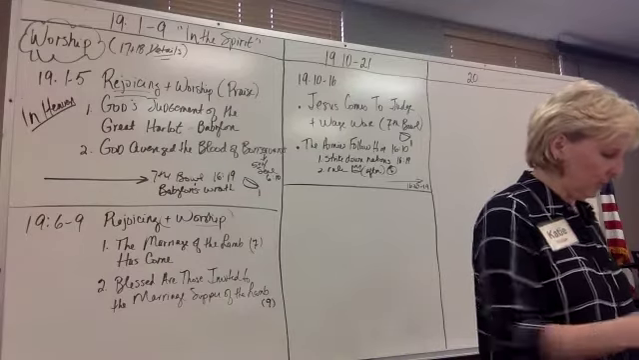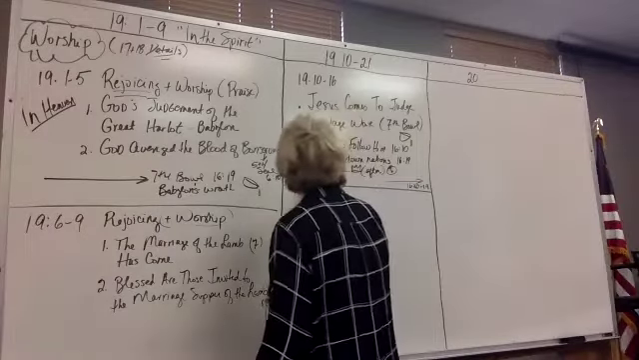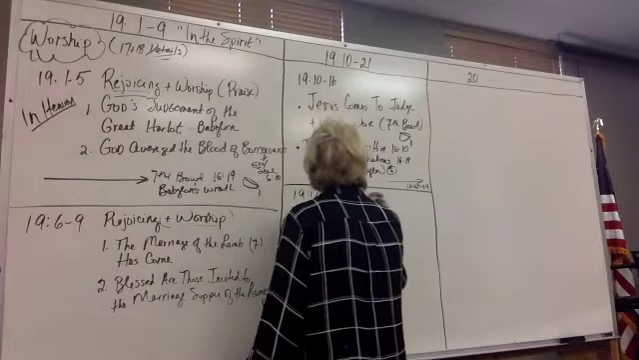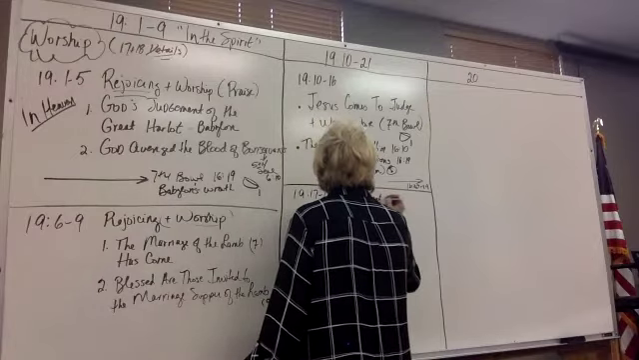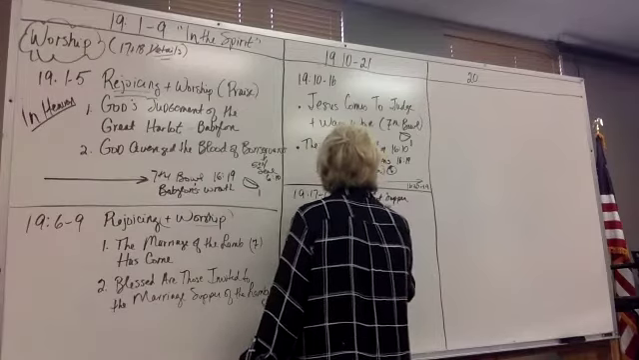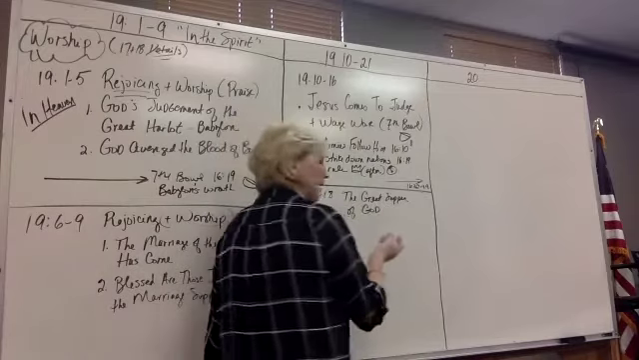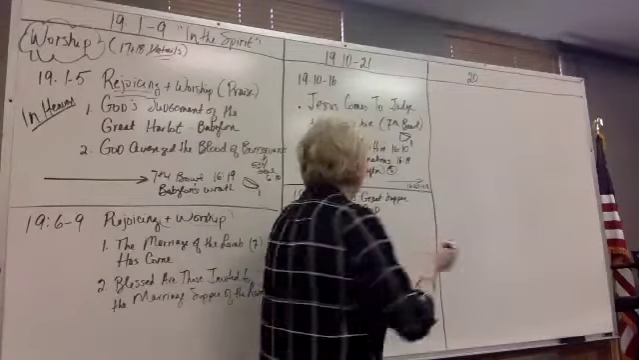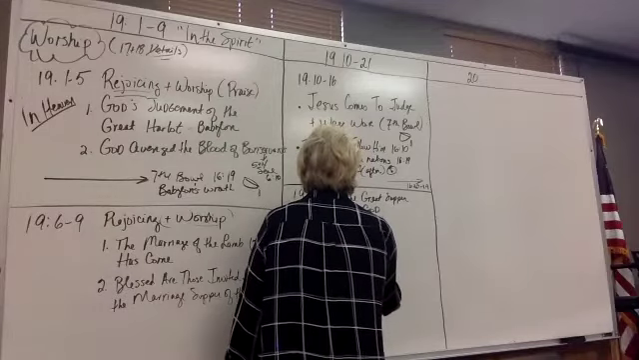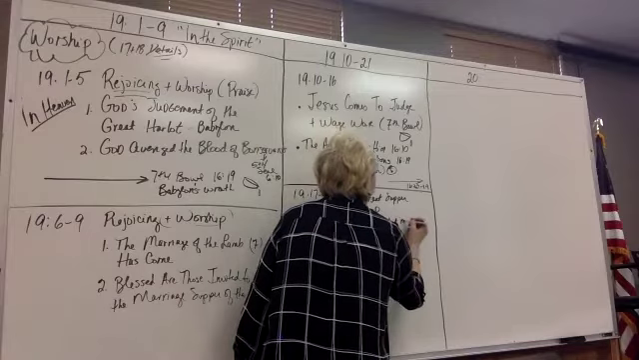17 and 18. What is the next event? The Great Supper. So 19, 17 and 18 is the Great Supper of what? Of God. And in this case, what does that supper entail? The birds. And what are they eating? The flesh of men. What men?